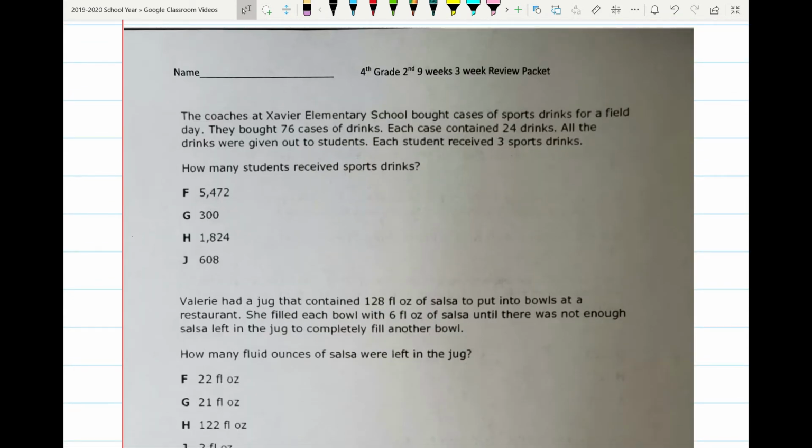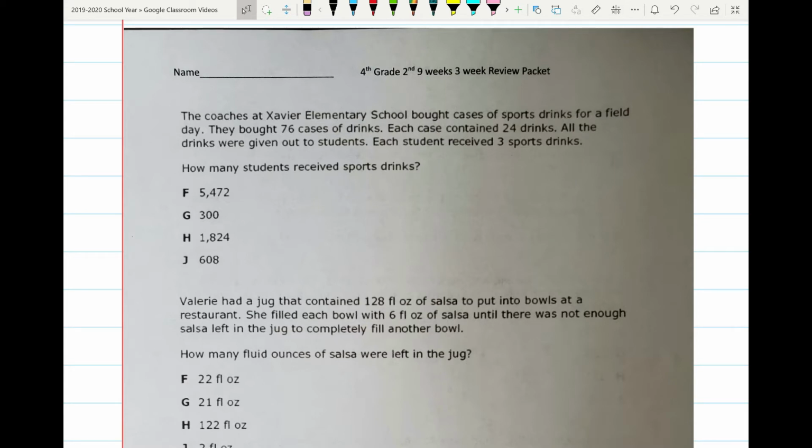The coaches at Xavier Elementary School bought cases of sports drinks for a field day. They bought 76 cases of drinks. Each case contains 24 drinks. Other drinks were given out to students. Each student received 3 sports drinks. How many students received sports drinks?